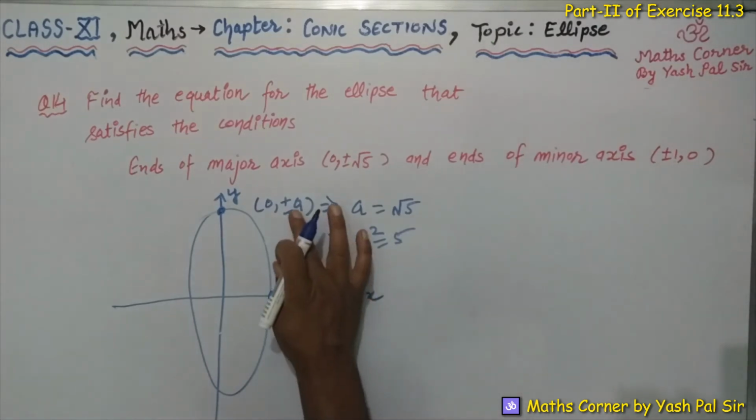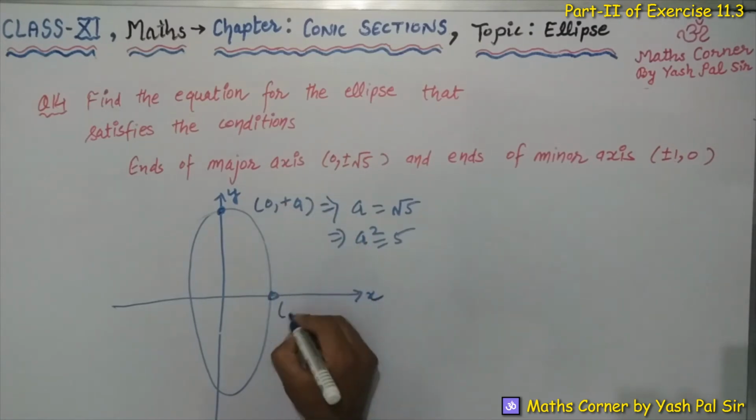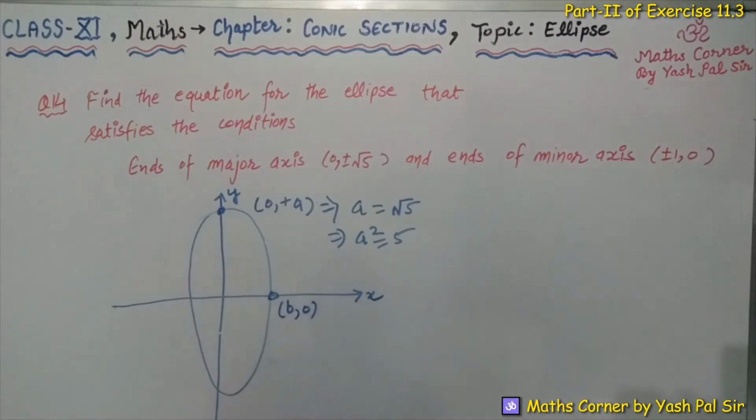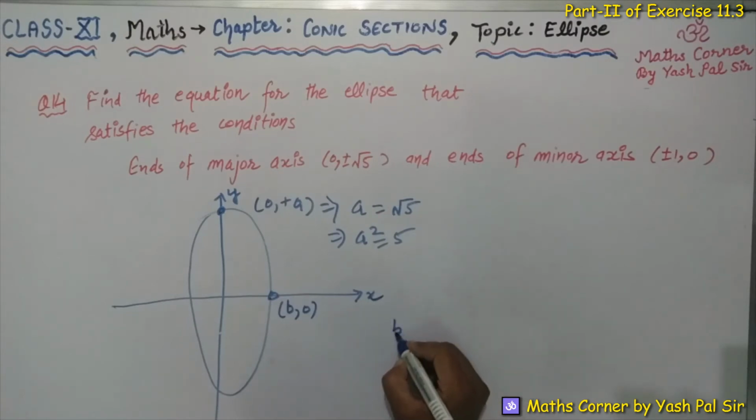And this point is b, 0. So what we can say, b is 1. So b square is also 1.